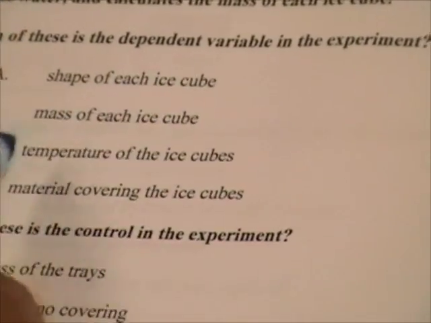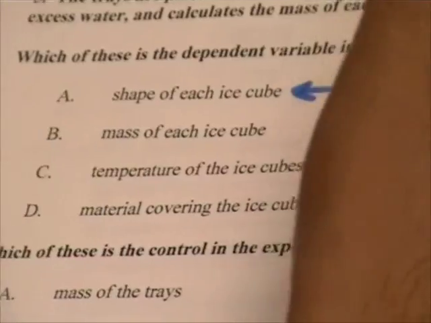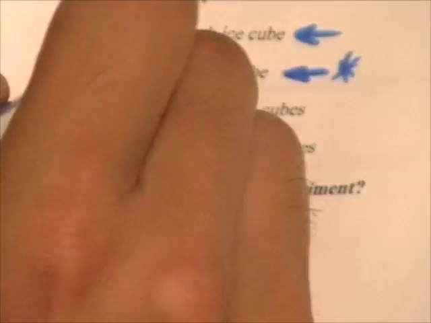Shape of each cube. I don't see melting rate of ice. So maybe they're trying to trick me here. Let's see. Shape of each ice cube. I don't think that'll change much. Maybe that could be the mass. Well, I am measuring mass, and that is changing. So if it melts more, it's going to have less mass. So yeah, that must be it. I'm going to star that one because I think that's it.